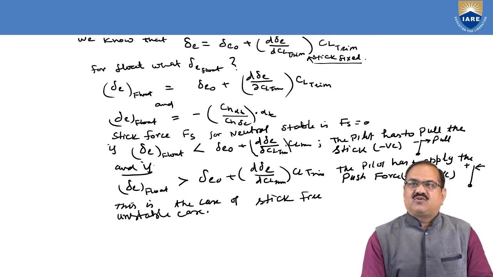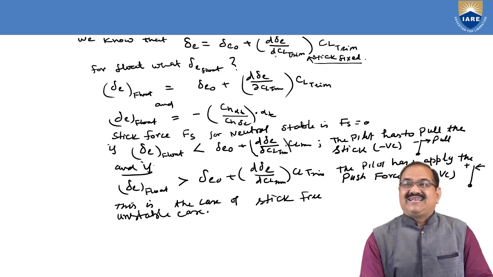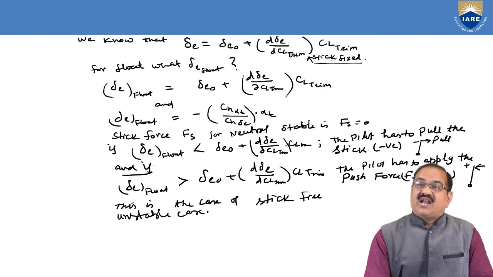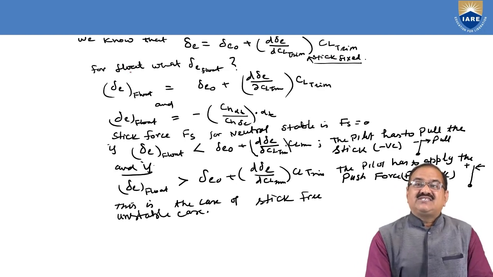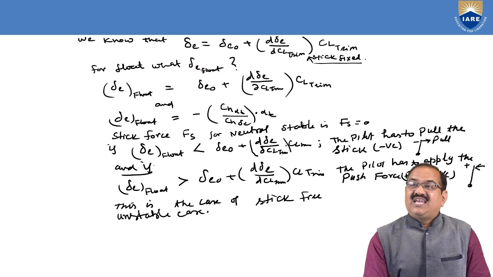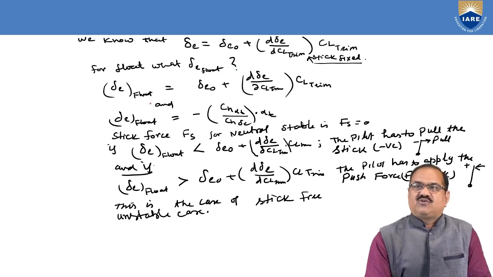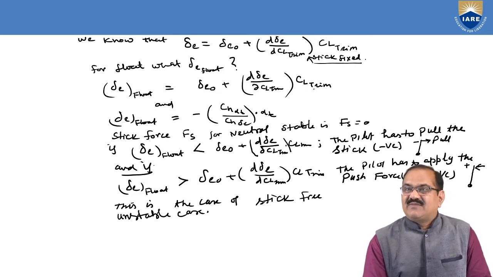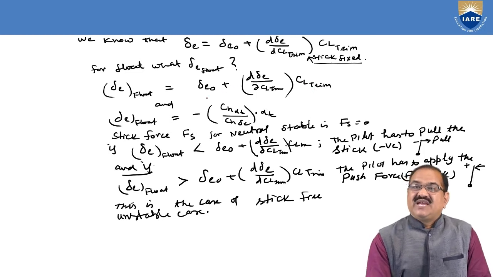Elevator deflection required is equal to delta E, which is equal to delta E naught plus d delta E by d CL, into CL trim. This is the stick fixed case. Now, because here the stick is floating, we have delta E float. What will be the delta E float? So delta E float is equal to delta E naught plus d delta E by d CL trim into CL trim.